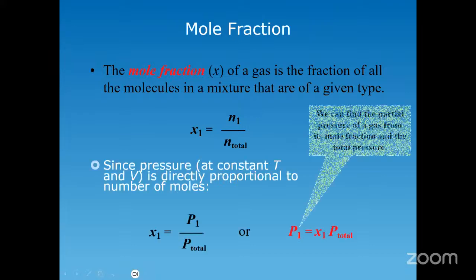And because the moles are directly proportional to the pressure as we saw before, based on the ideal gas equation, if the volume and the temperature are constant, then another way of expressing the mole fraction is by looking at the ratio of the pressure of that component in the mixture divided by the total pressure of all the components in the mixture. This is the definition of the mole fraction, but this is another way of calculating it based on the pressure of the gases, and we can rewrite it as this right here.